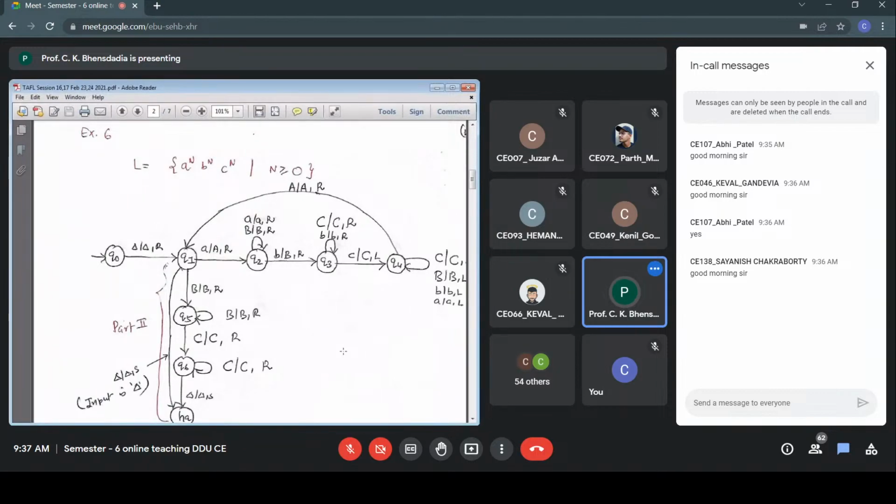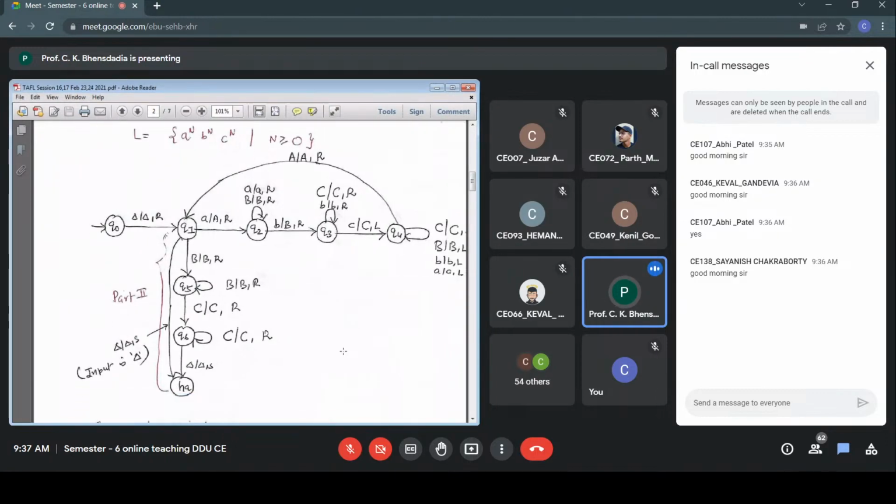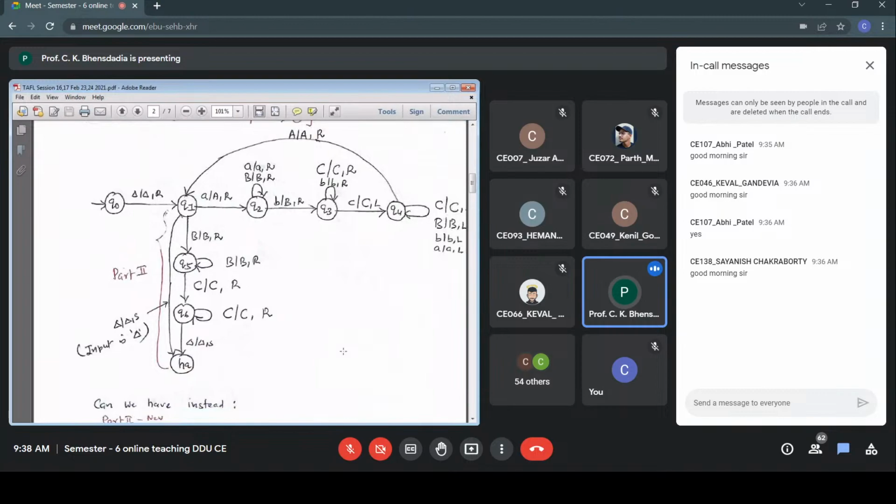So once we get a B, then we expect all B's. And after that, we expect all C's. So Q5 to Q6 is on all C's. And after all C's, we expect blank. We can't have something like 2A, 2B, 2C, and something like say A. So in the state Q6 after C's are scanned, we must get a blank.